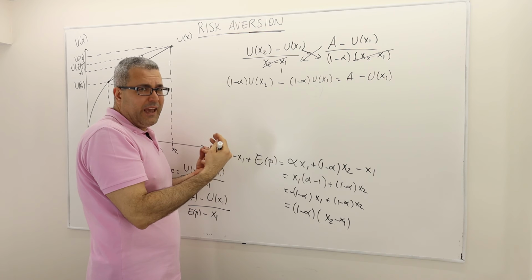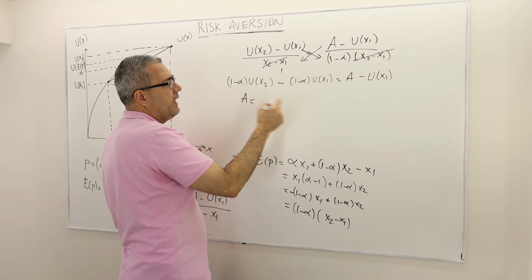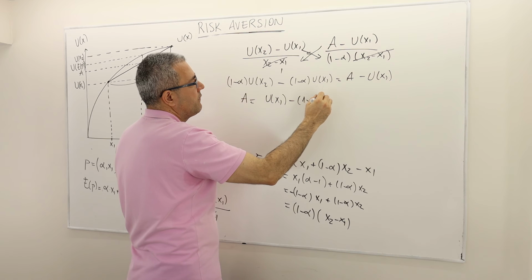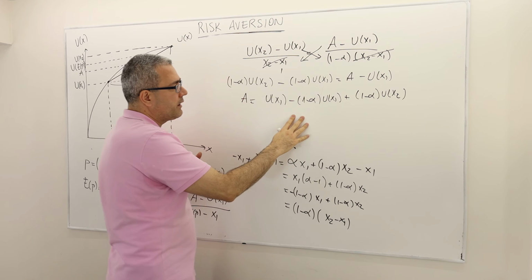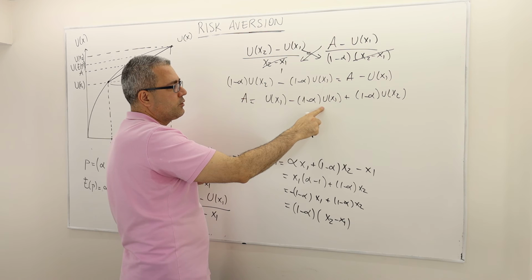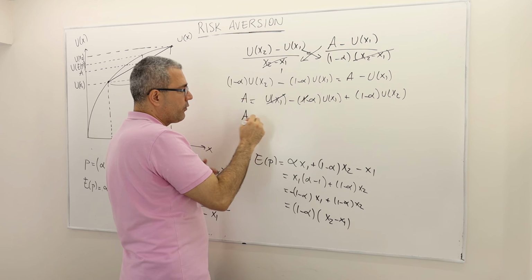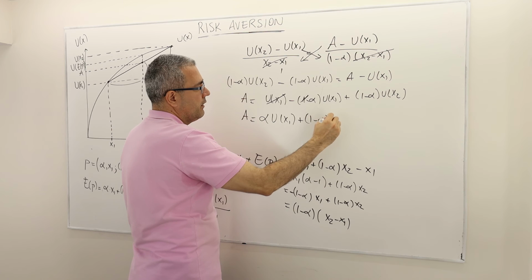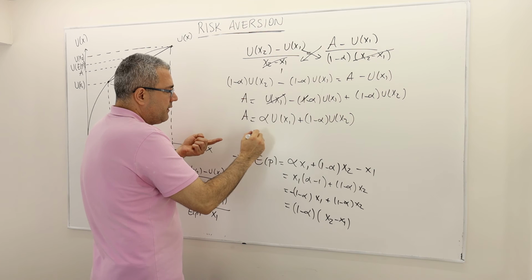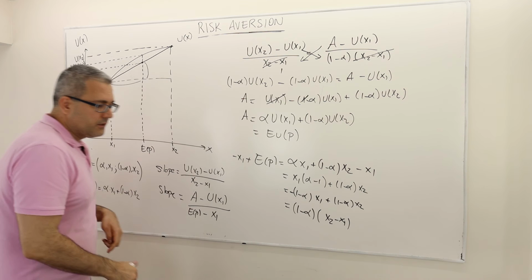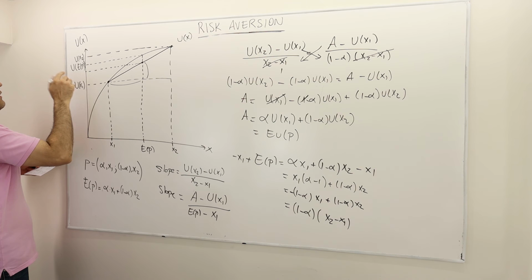All right, I want to find A, remember? So send this U of X1 to the left-hand side. I'm going to have A equals U of X1 minus 1 minus alpha U of X1 plus 1 minus alpha U of X2. If you open this bracket, it's going to be minus U of X1, so this one and this one will cancel out, plus alpha U of X1. Therefore, A is equal to alpha U of X1 plus 1 minus alpha U of X2. All right, what is this? Well, this is nothing but the expected utility of lottery P. So this A is in fact nothing but the expected utility of lottery P.